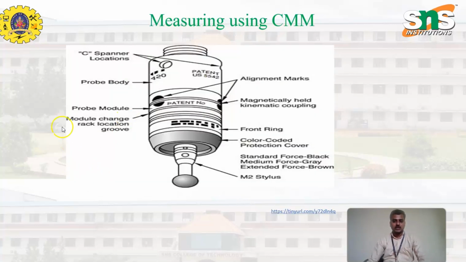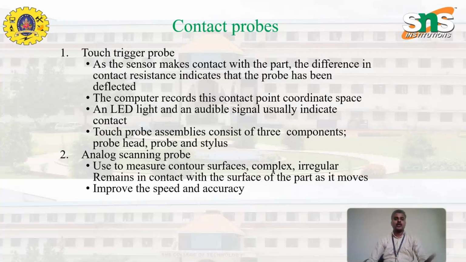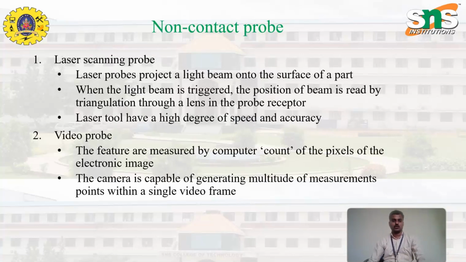We have seen this. This is the stylus, this is the probe head, and this is the probe module. Okay. Then next is the analog scanning probe. The analog scanning probe is used for complex and irregular shapes, to measure the shapes. This will help in improving the speed and the accuracy.